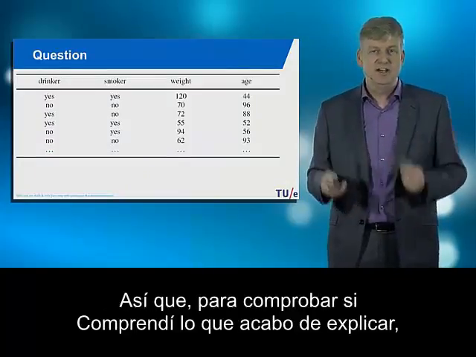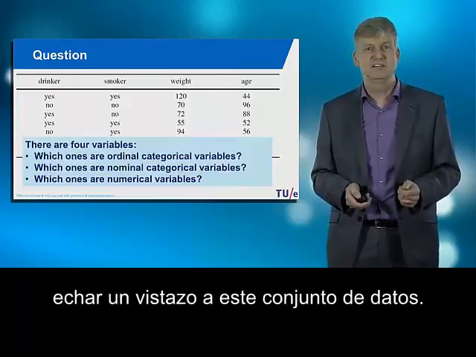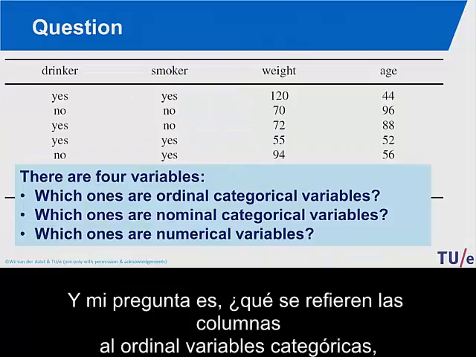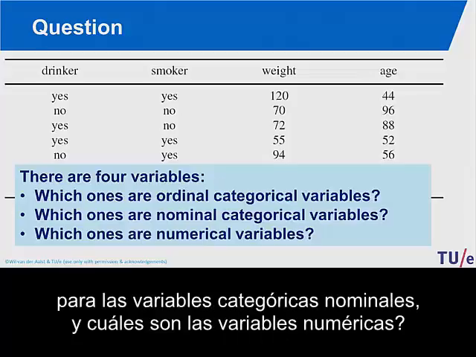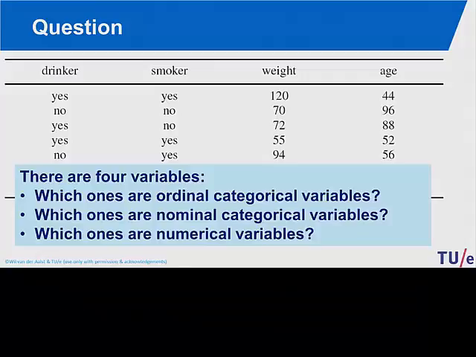So to check whether you understood what I just explained, take a look at this data set. And my question is, what columns refer to ordinal categorical variables, which to nominal categorical variables, and which ones are numerical variables? So please think about this for a minute.